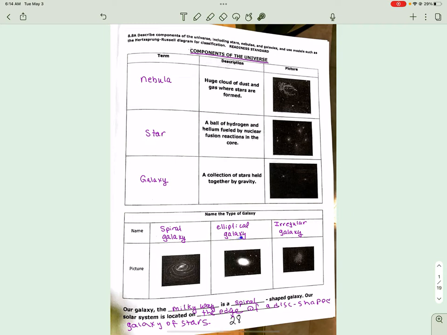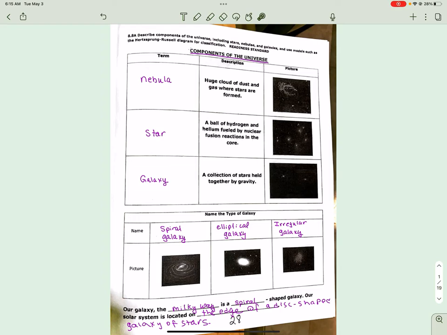The second one is going to be the elliptical galaxy. As you can see right here, at the middle of an elliptical galaxy, we see a lot of old red giants. And then, of course, there's still a little bit of gas and dust, which means that the elliptical galaxy is one of the oldest types of galaxies. They have very little of the ingredients for new stars to form, which is the gas and dust.